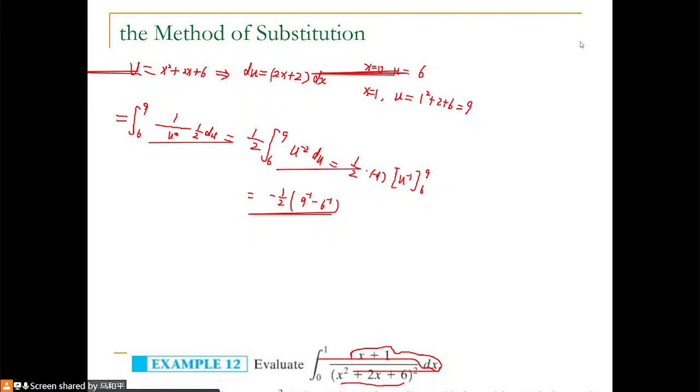Any questions for example 12? No questions? Let's see Lily's answer. u is x squared plus 2x plus 6. When x is 0, u is 6. When x is 1, u is 9. Here we write 1 over 2, u to the minus 2 du. So we write 1 over 36. Right. Okay, if no questions, continue.